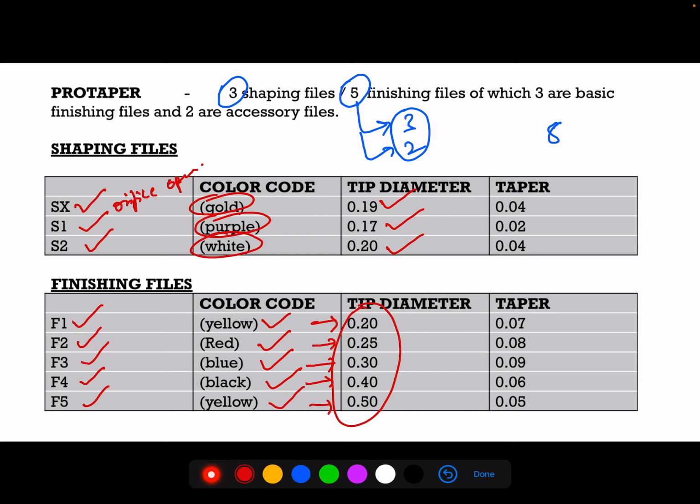The most important aspect that you have to make a note of is the tapers. The taper of SX is 0.04, S1 is 0.02 and S2 is 0.04. That is 4% taper, 2% taper and 4% taper. When jumping to the finishing files, it starts with 7 taper, 8 taper, 9 taper and goes back to 6 again and ends with 5. So these are the tapers of the shaping files and the finishing files.